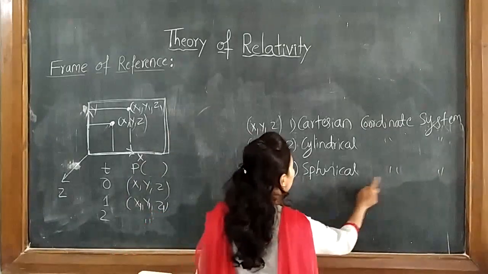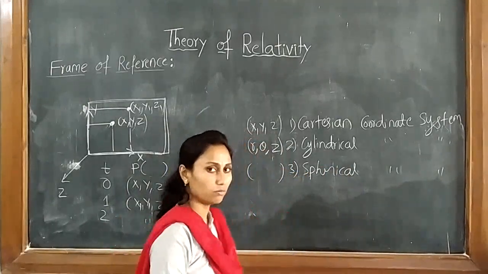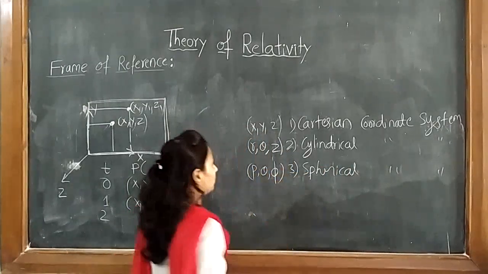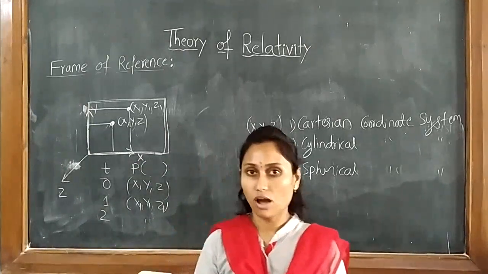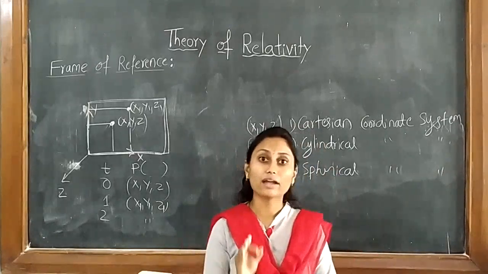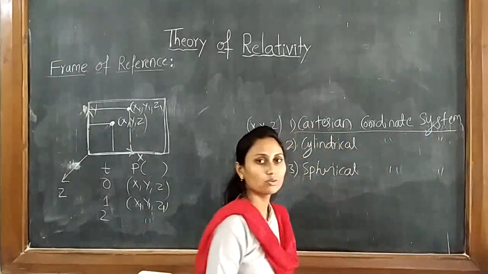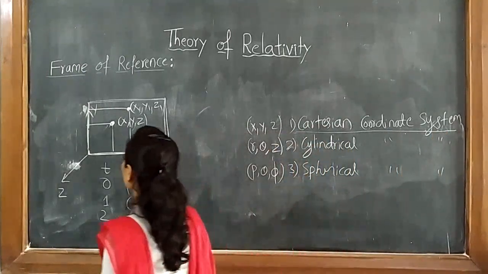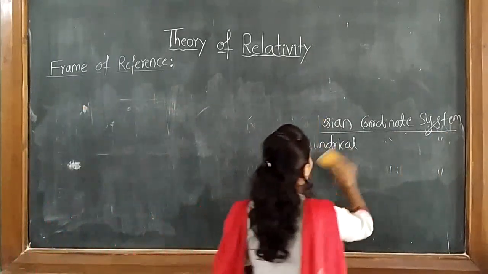And when we come to the spherical coordinate system, here also three coordinates we will use to find the position of an object, and those three are rho, theta, phi. And for our theory of relativity, we are using one simple and most familiar coordinate system, which is nothing but the Cartesian coordinate system. So now I am explaining a frame of reference again by using one example.